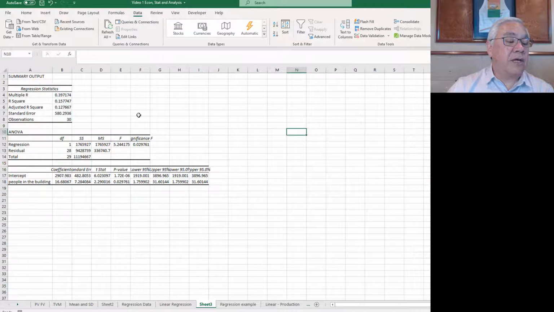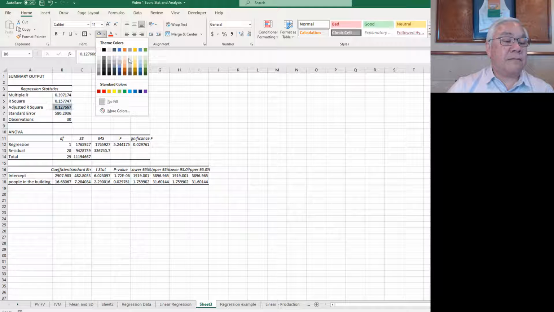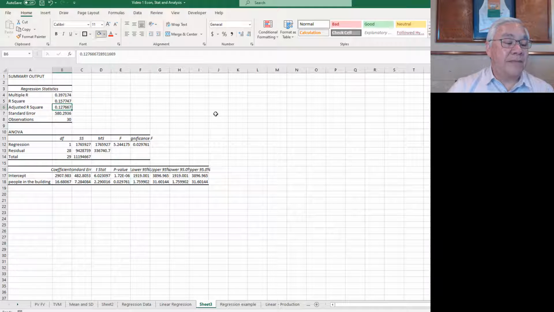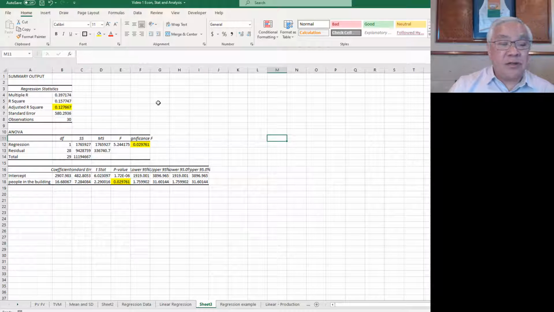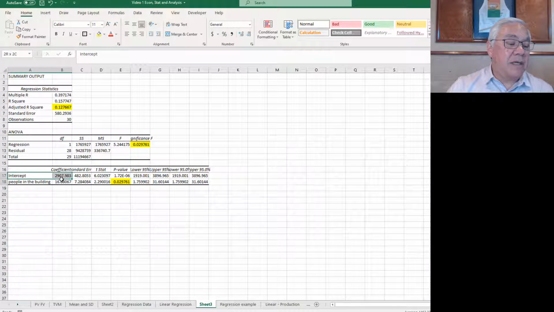All right, so here we see an adjusted R squared that is pretty ugly. So we look at the other measures of goodness of fit, and we see that they're okay. So even though this function explains only 12% of variation, at least there is a positive correlation between the number of people and the utility costs. And this is the function that we would have. The intercept is 2907, and the people in the building would be 16.68.